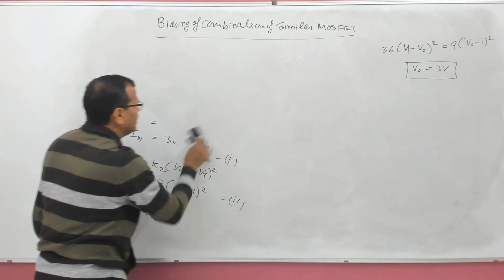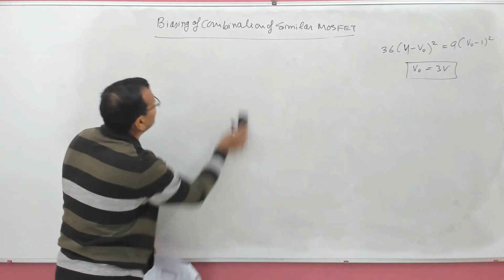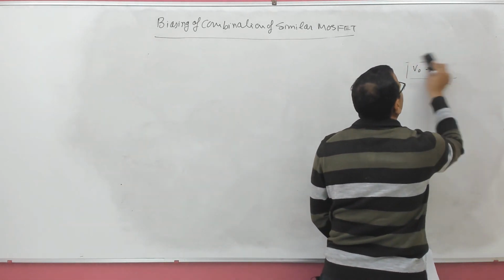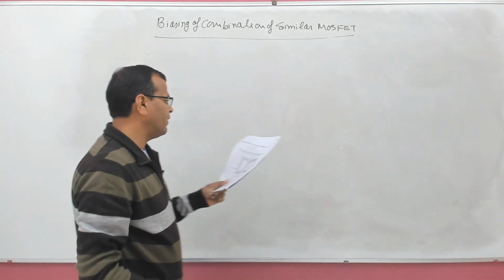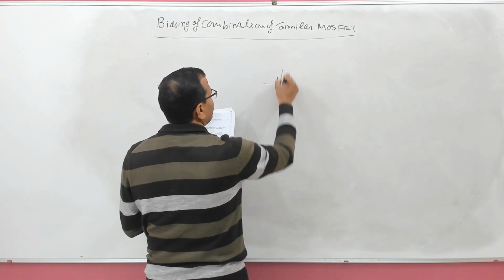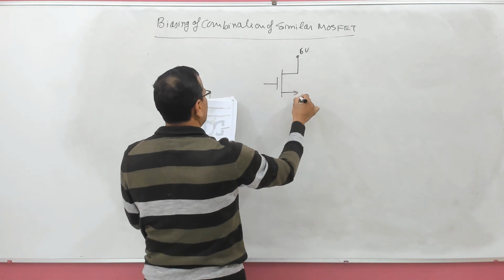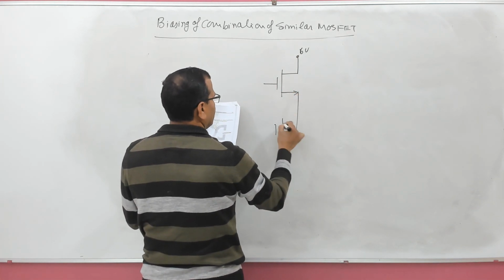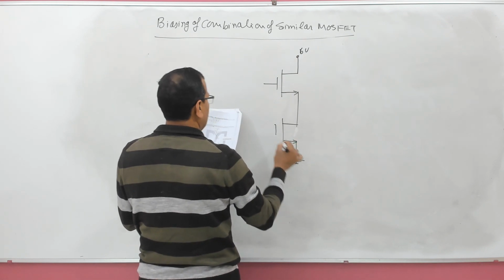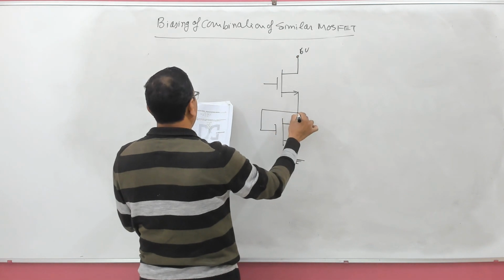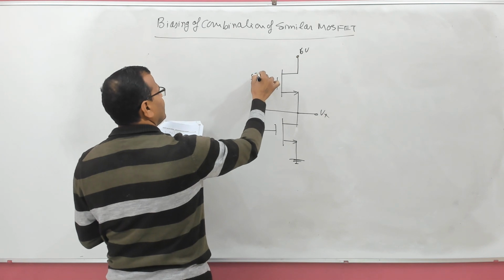Now let us see the next question, that is again based on the biasing of combination of MOSFETs. The circuit is from GATE 2011. You are given a MOSFET. This biasing voltage is 6 volt. Again a MOSFET like this. This is grounded. This is connected to the point here. This is voltage Vx. This is voltage 5 volt.